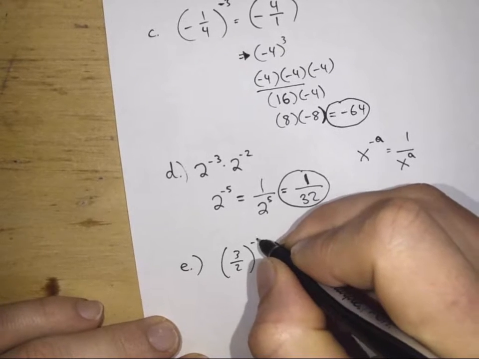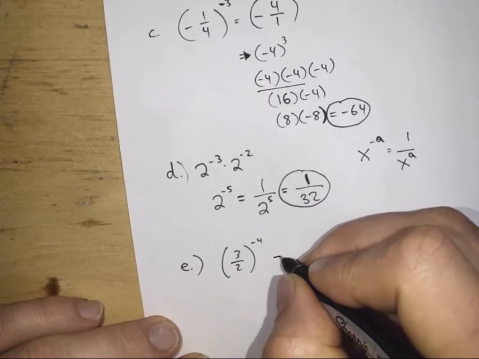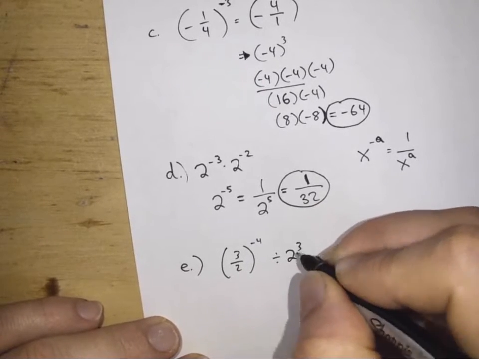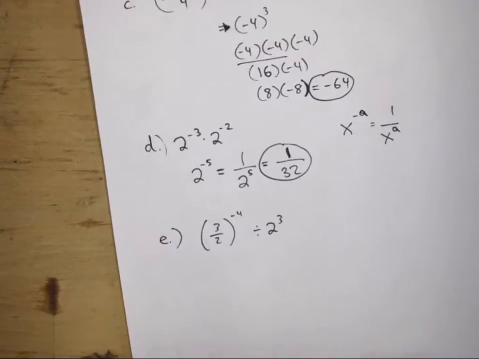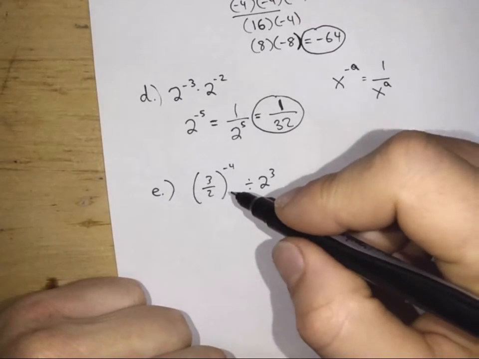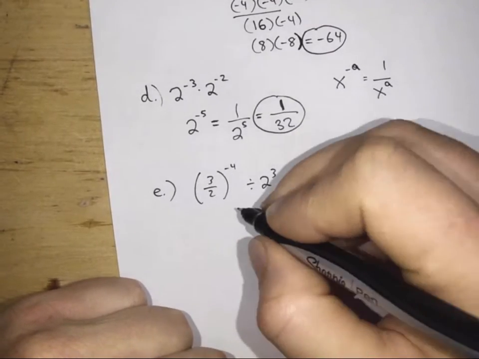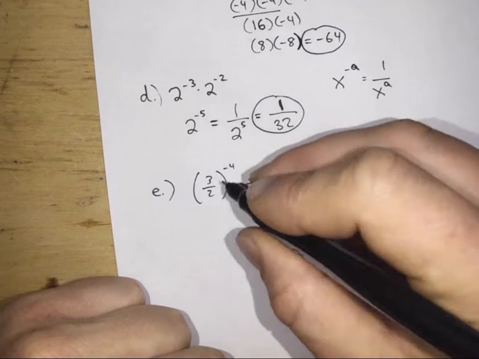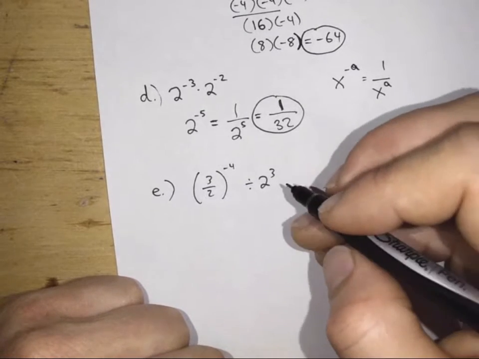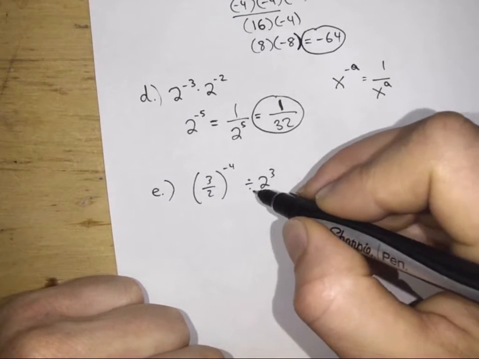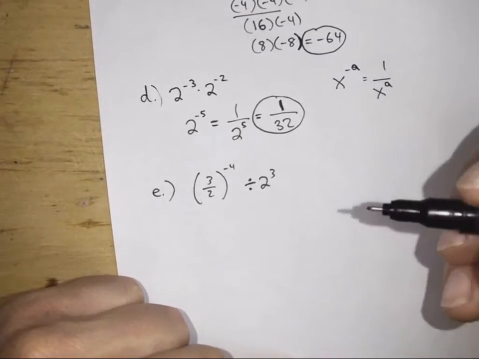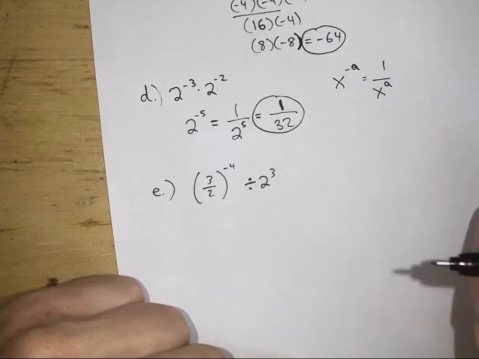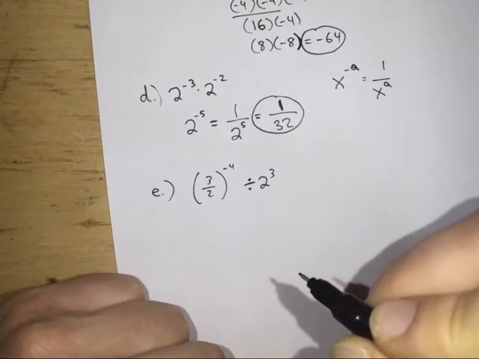Raised to a negative 4 exponent, and that's all going to be divided by 2/3. Now, with exponents, many people are going to take different paths to solving a question. Your path to solving this question may not be very similar to the way I'm about to solve it, or maybe it's identical, and that's not really important. As long as you are consistent with your rules and applying them correctly, we should get to the same answer.